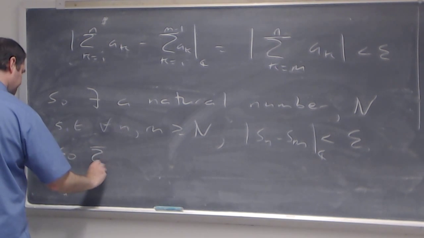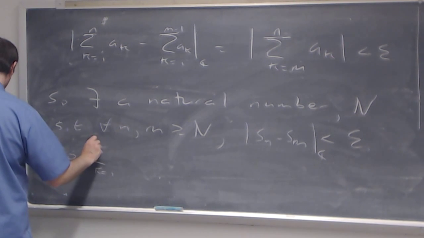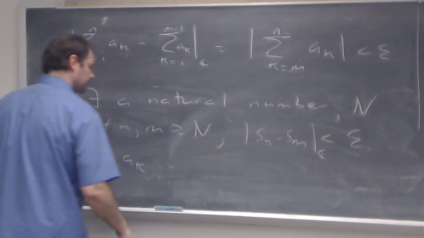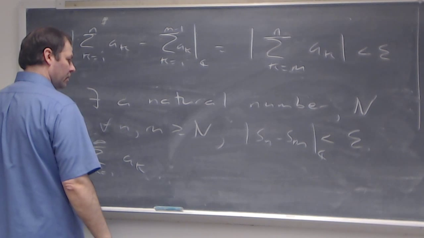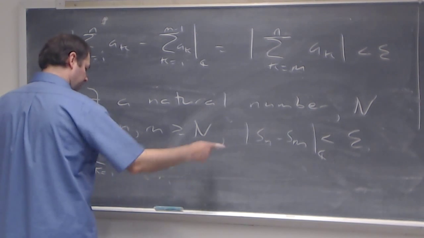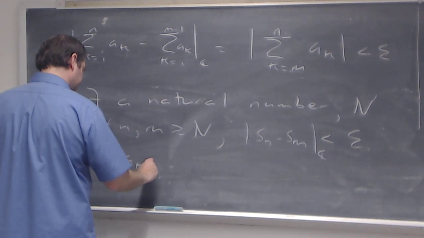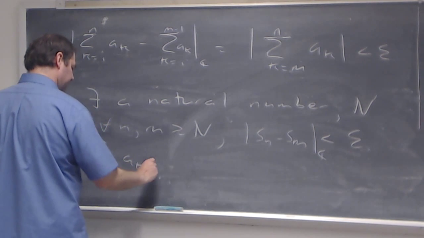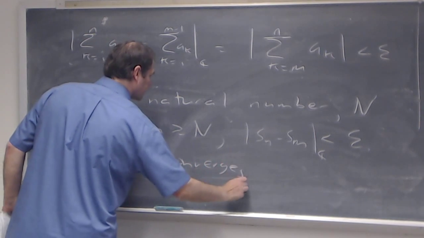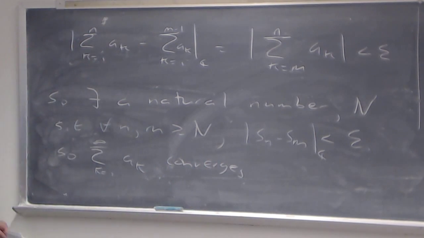So that means that the series as k runs from 1 to infinity of a sub k, these partial sums, differ by less than epsilon, so the sequence is Cauchy, and so it converges. So this means that the series converges. I've proven that S of n is a sequence that is Cauchy. That's what we've done. So that proves the theorem.